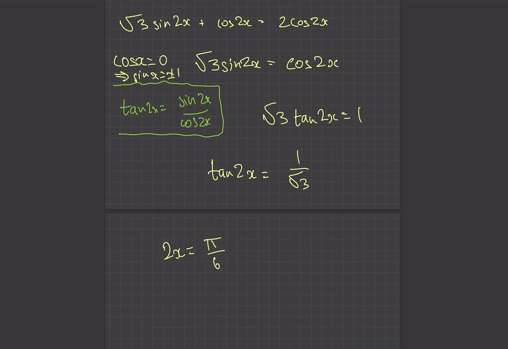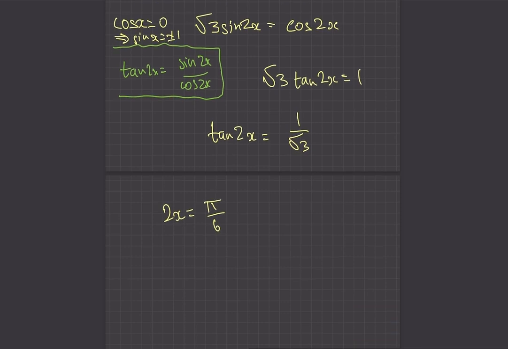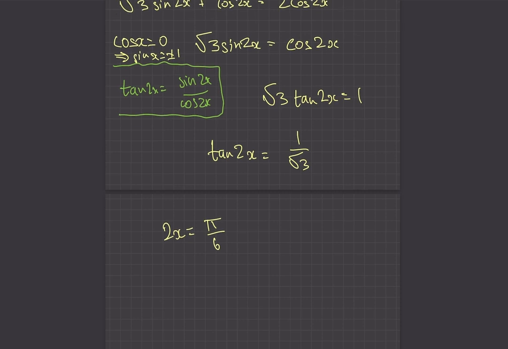You can either remember the tan, or you can actually do it with the sine and cosine, right? So you know that sine is at some point going to be something to do with root 3, or cosine is something to do with root 3. So you could try and figure it out that way. But to be honest, it might just be easier to remember it like this. So 2x equals pi on 6.